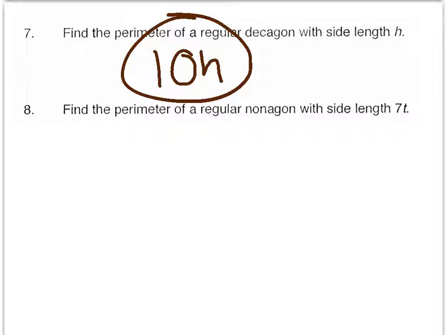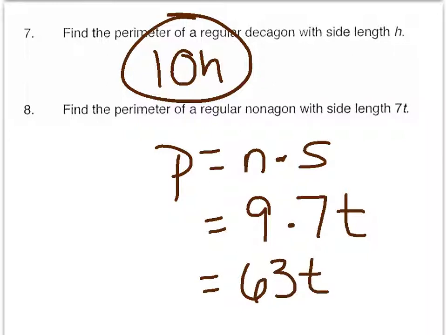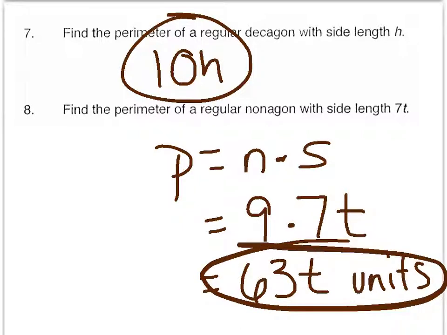Next one, perimeter of a regular nonagon with side length of 7t. Again, P equals n times s. Nonagon, how many sides there, Rambo? 9 sides. What's the length of each side? 7t. Can I multiply 9 times 7t? I can't add 9 and 7t, but I can multiply. I get 63t. Okay, and again, both of them would be technically units. So 63t is your answer there.